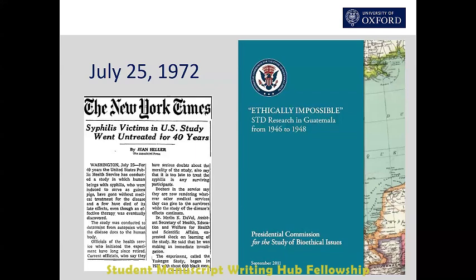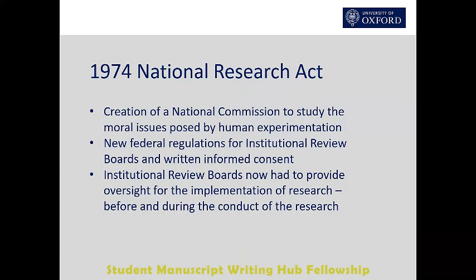And many of us get carried away by these things. There's abuse all the time. And it was based on this abuse that the 1974 National Research Act was created. The National Commission got together to study the moral issues involved in human experimentation, and a new regulation emerged that no research should be done without ethics approval.